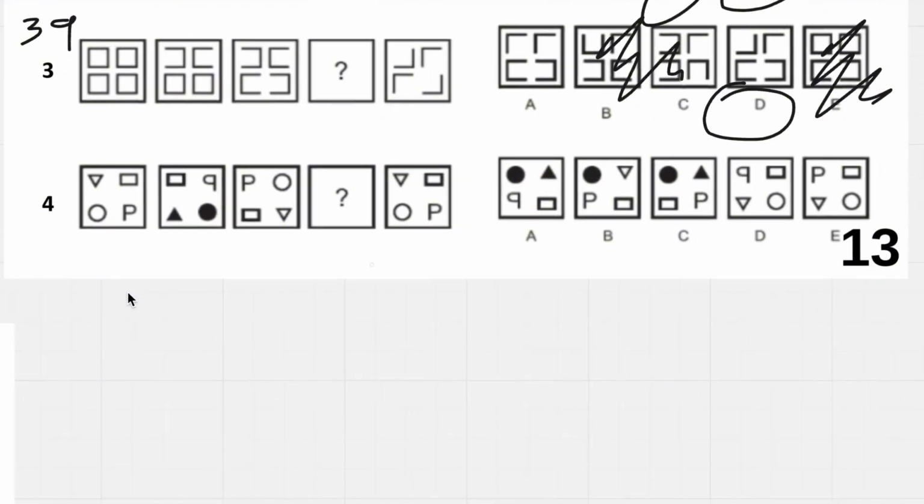Question number 4, we can see a rotation where each one moves each way. This triangle is going to go here, so then the triangle has to be in the top right section. It's going to be black and pointing up, which means you can cross out these. And then we have black, white, black circle. What's changing here? The P and the square is what we need to focus on. So that's going to go down and face the other way, so it's going to be A.